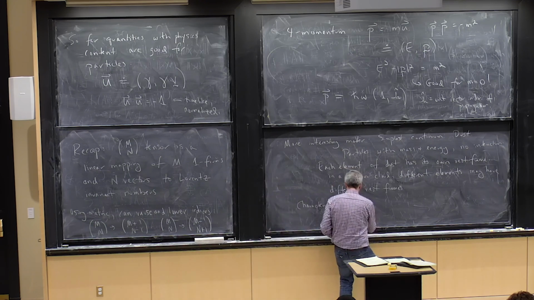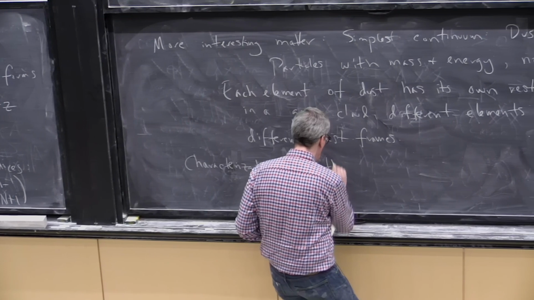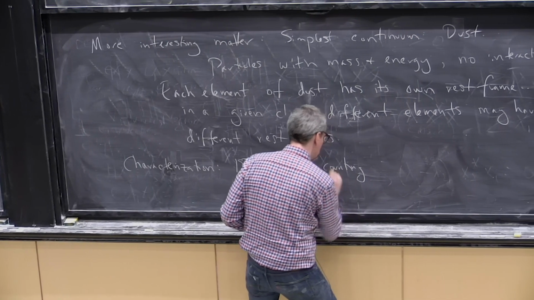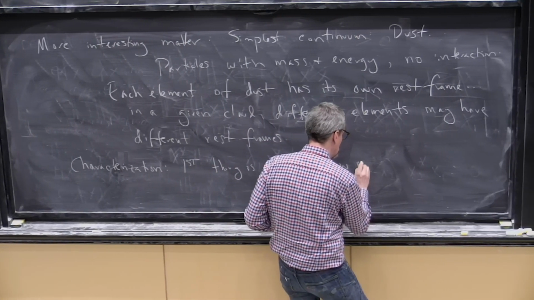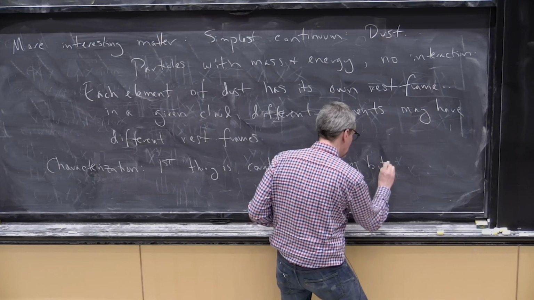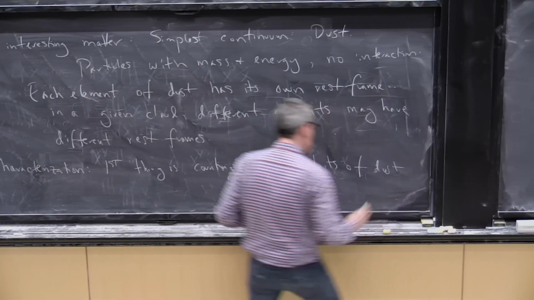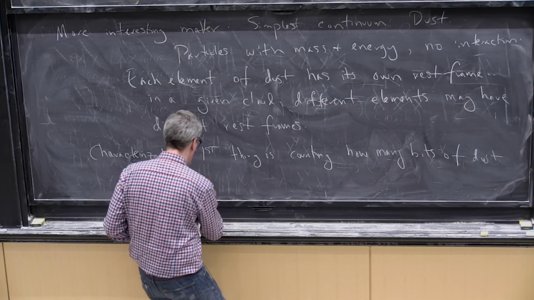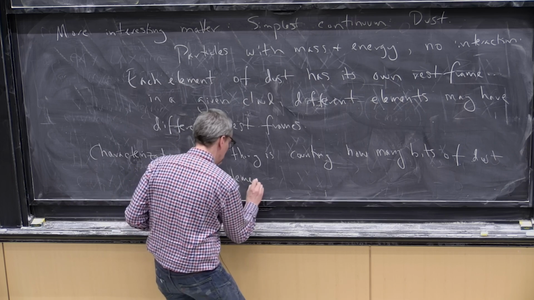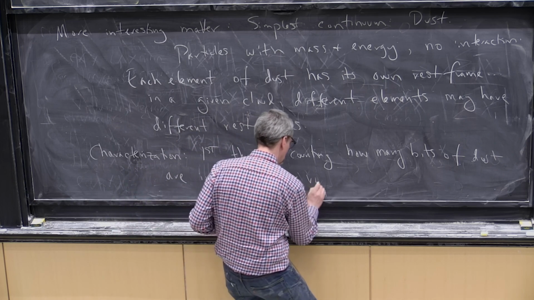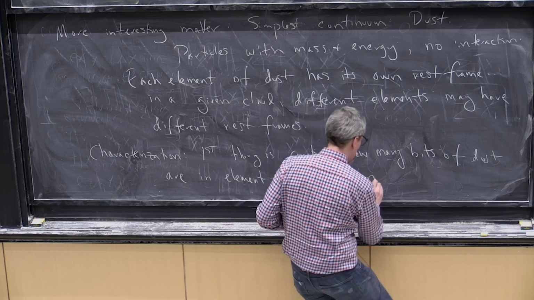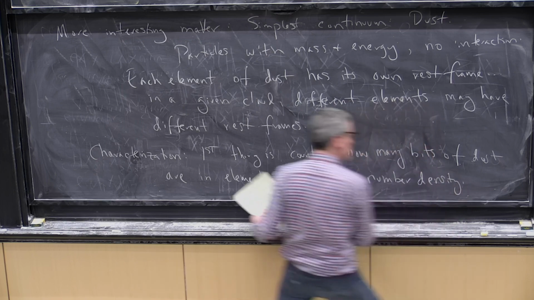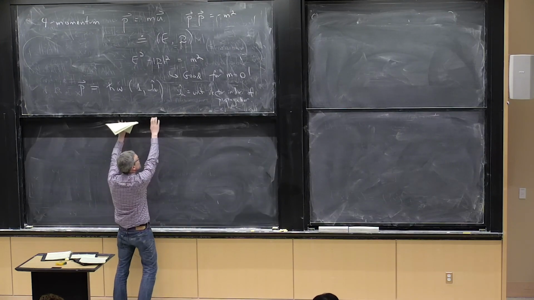So the first thing we're going to focus on is just counting how many bits of dust are in this element. In particular, I'm going to want to know how many elements per unit volume. In other words, the number density. So I claim that's a good thing for us to get started on.